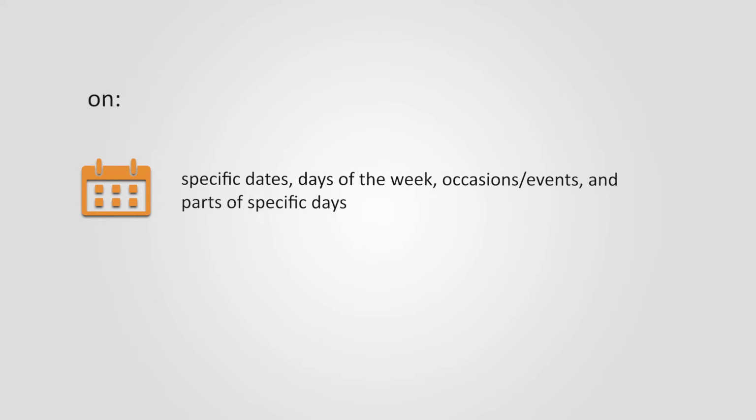Next is preposition on. This preposition is used when people want to say specific dates, days of the week, occasions or events, and parts of specific days. For example, on Friday morning. On is also used when a thing is on the surface of something. For example, on the carpet.